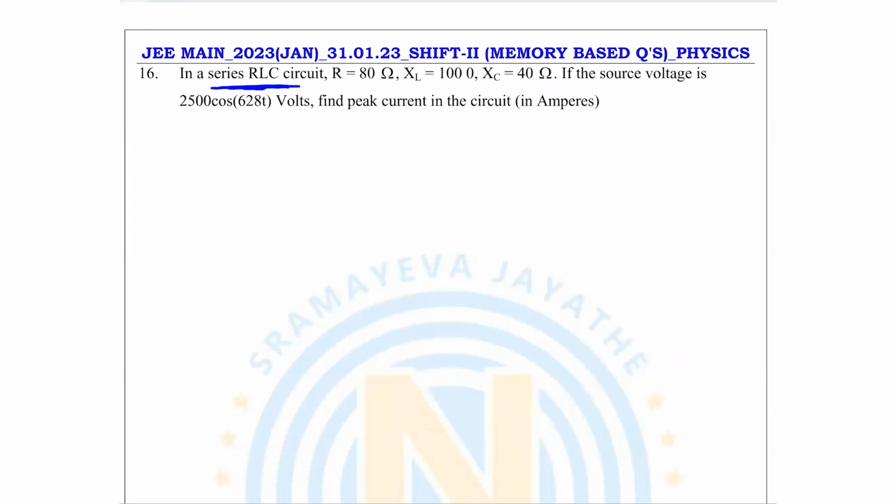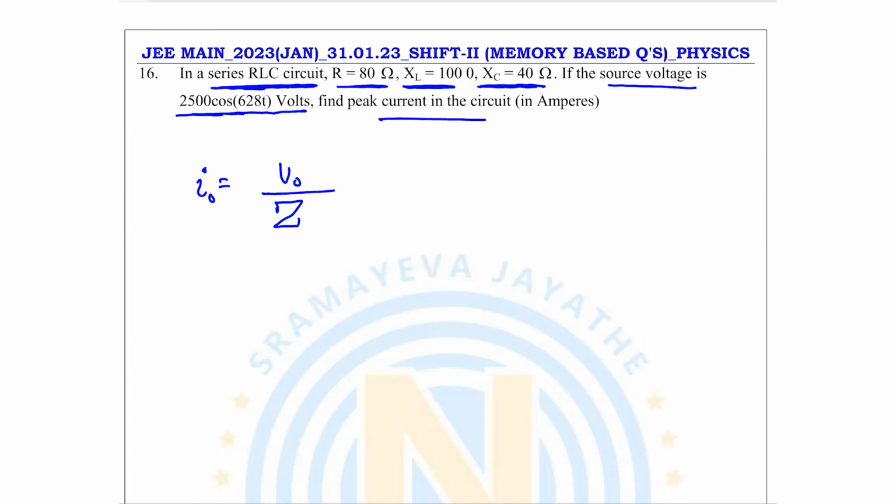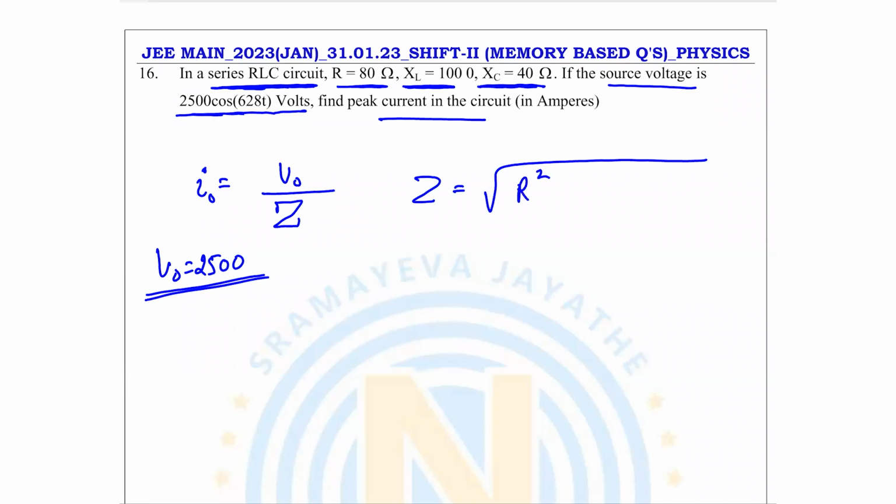In a series RLC circuit, we are given resistor, we are given XL, we are given XC. The source voltage is this, and the peak current. So peak current will be the peak value of voltage divided by impedance, and impedance is Z. Peak voltage we are given 2500, and Z we need to calculate. For a series LCR circuit, this formula you should remember. It is the square root of R squared plus (XL minus XC) whole squared.